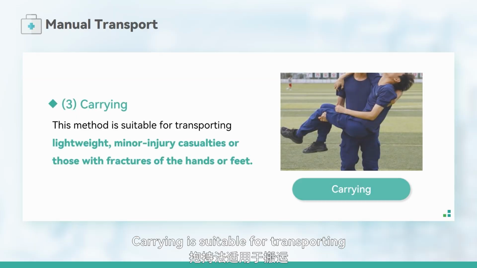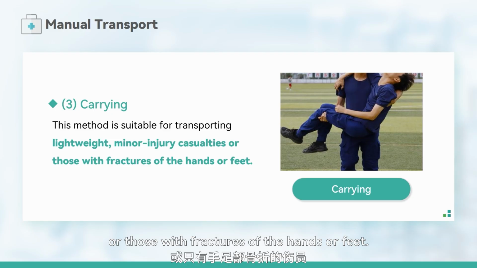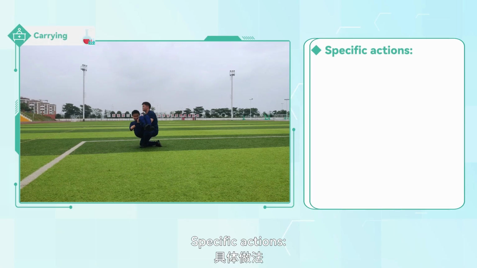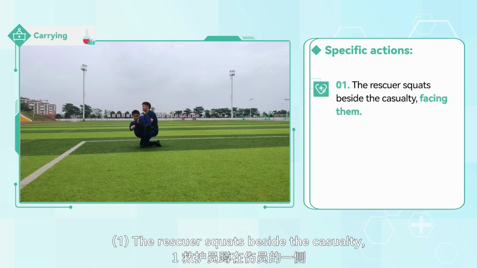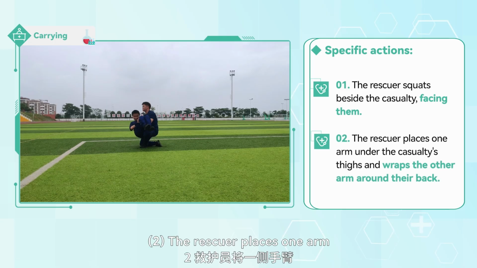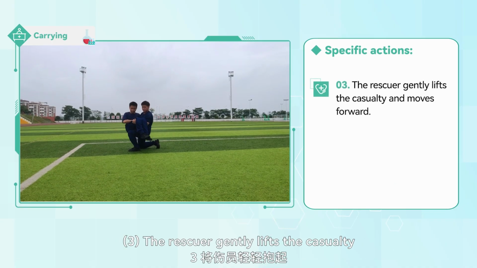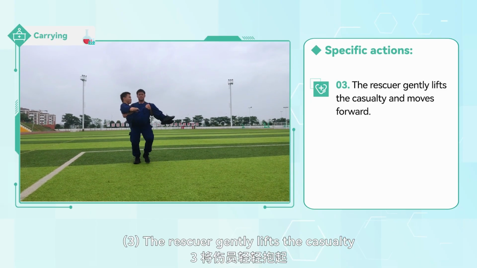Carrying is suitable for transporting lightweight, minor injury casualties, or those with fractures of the hands or feet. Specific actions. 1. The rescuer squats beside the casualty, facing them. 2. The rescuer places one arm under the casualty's thighs and wraps the other arm around their back. 3. The rescuer gently lifts the casualty and moves forward.